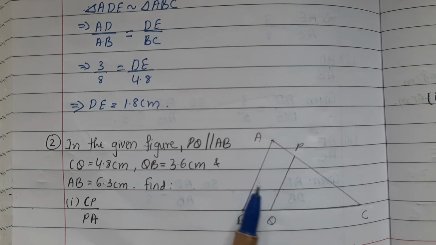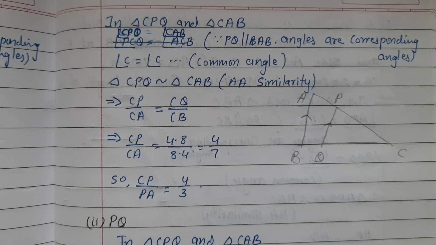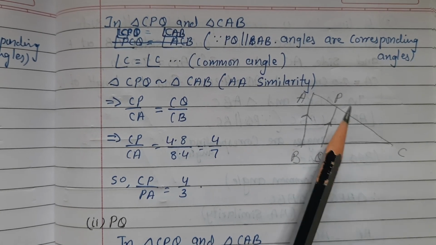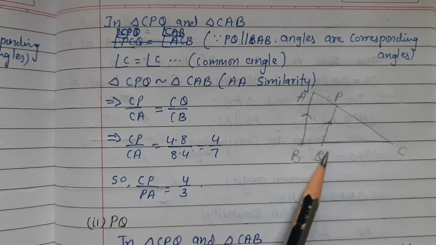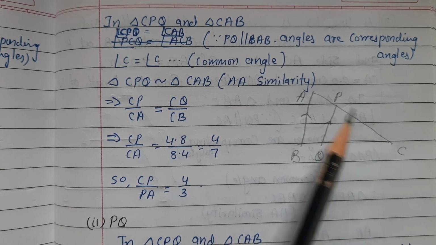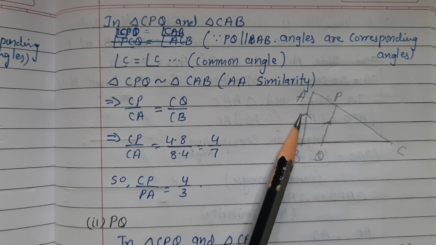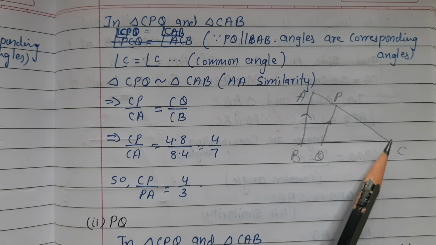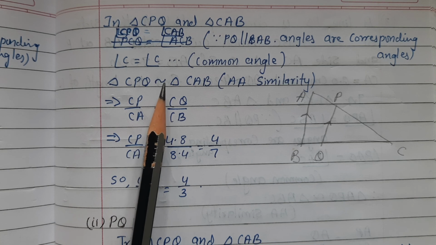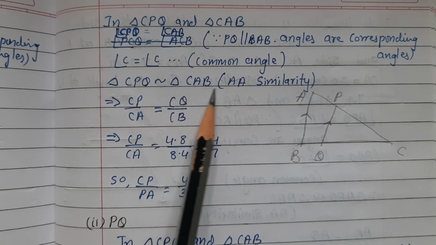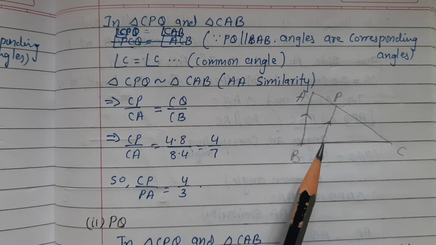6.3 centimeter. Find CP upon PA. In triangle CPQ and CAB, angle CPQ is equal to angle CAB, corresponding angles since PQ is parallel to AB. Angle C is equal to angle C, common angle. Therefore, triangle CPQ is similar to triangle CAB by AA similarity. Triangles are similar, therefore sides are proportional.